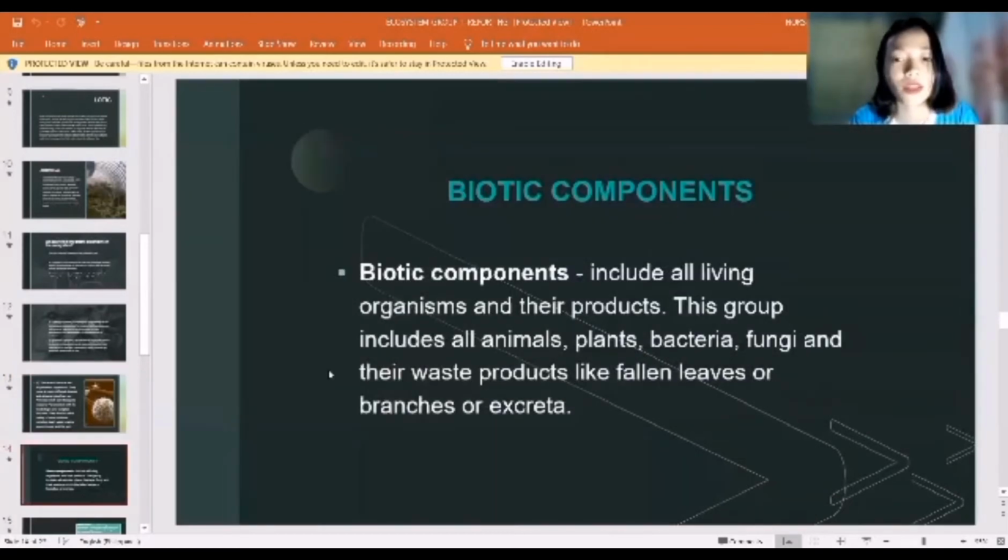And last is biotic components. Biotic components, dito po naninirahan yung mga living organisms tulad ng mga animals, plants, bacteria, fungi, at iba pa.